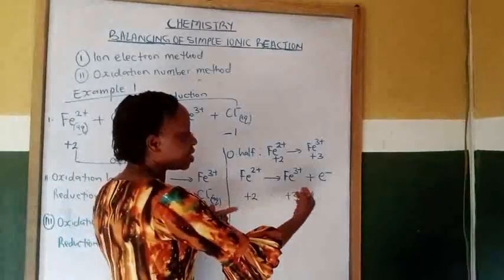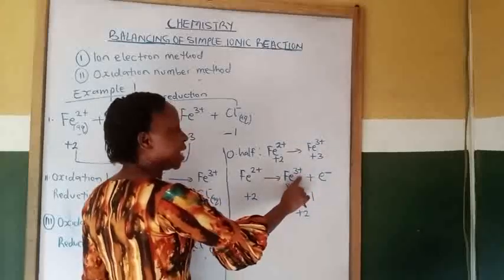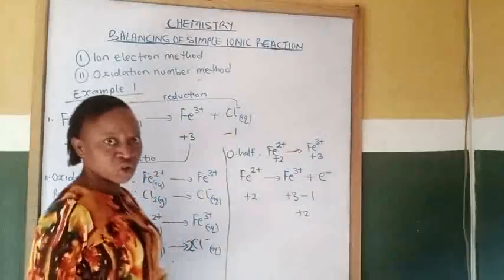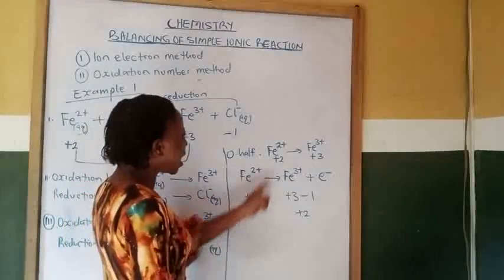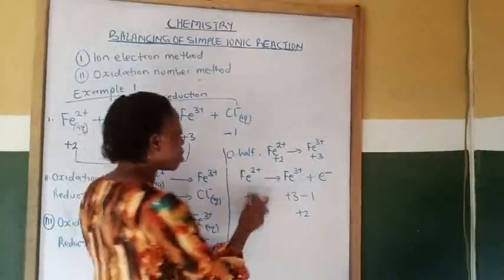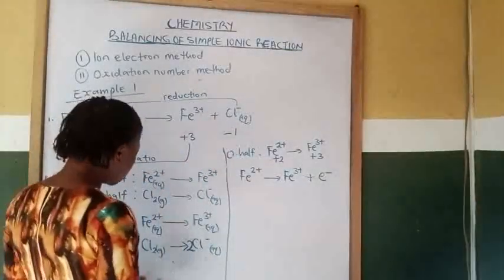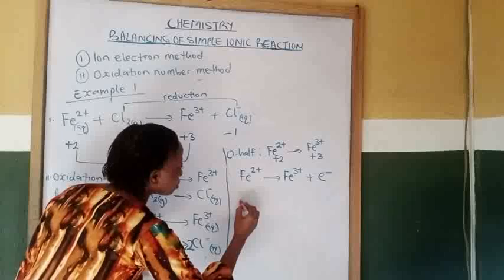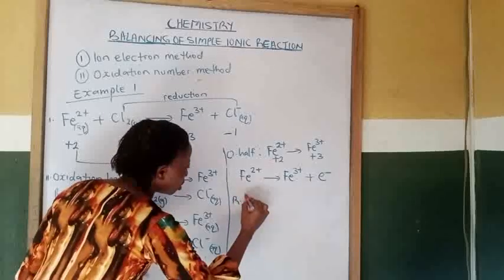Adding 1 electron is like taking away 1 electron from the 3 electrons that are here. So we have balanced the oxidation half. Now let's balance the reduction half.